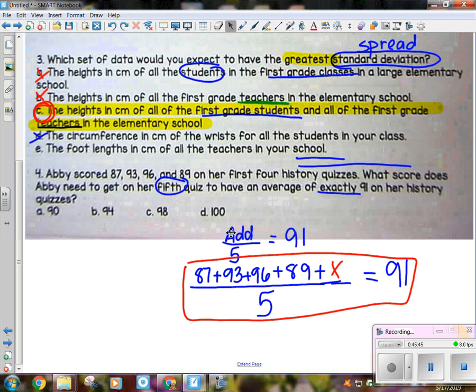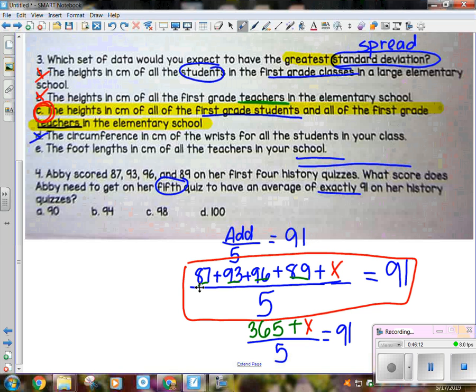All right, I just picked my calculator up, and I added 87 plus 93 plus 96 plus 89, and I got 365, which is still going to be added to my unknown quiz score X. When I get done with that, I'm going to add them up and divide by 5, and I know I want the answer to be 91. So basically, I need to solve for X.